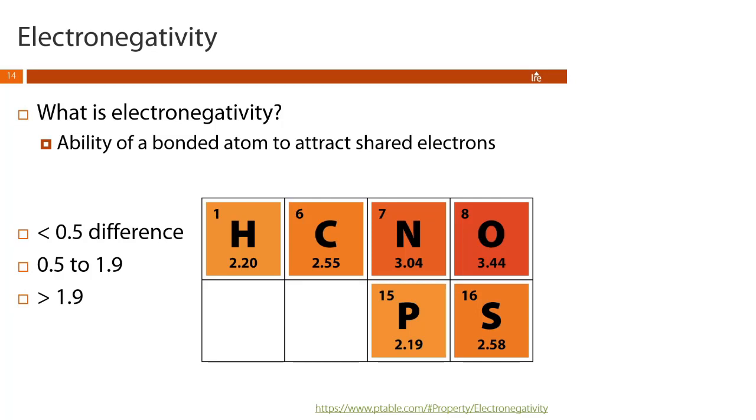Okay, so what I have here are the electronegativity values from the periodic table. I got this at ptable.com. And these are the 6 atoms that you see over and over again in biomolecules: hydrogen, carbon, nitrogen, oxygen, phosphorus, and sulfur. So if the electronegativity difference between two atoms is less than 0.5, so for example, if we have a carbon bonded to a hydrogen, that's going to equate to a non-polar covalent bond.